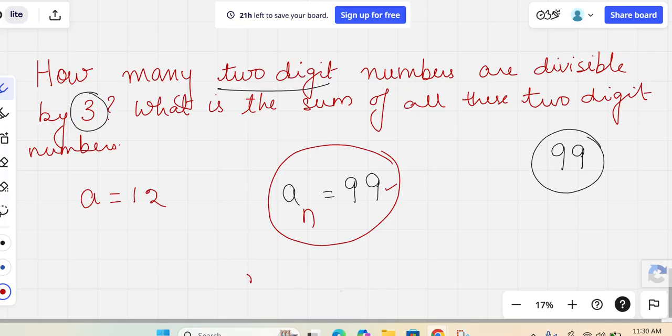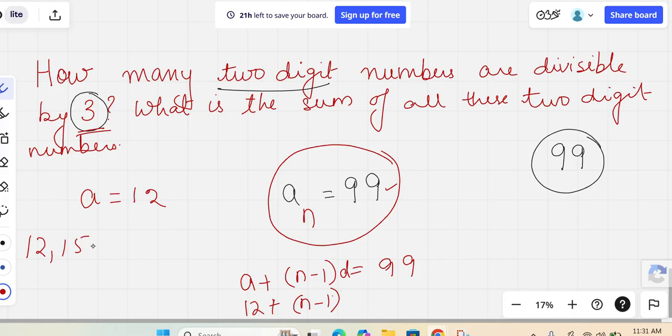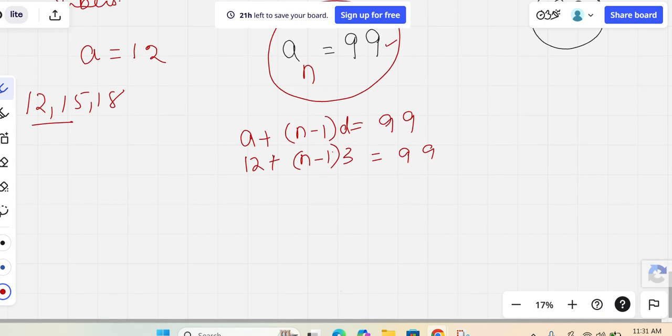How do you write an? A plus n minus 1 into d equal to 99. Here your a is 12. Correct? 12 plus n minus 1 into 3. 3 is the common difference because all of them are divisible by 3. Your AP will look like 12, 15, 18. So the D is 3 and the last term is 99. Understand? These are basic questions and 100% these kinds of questions are coming.